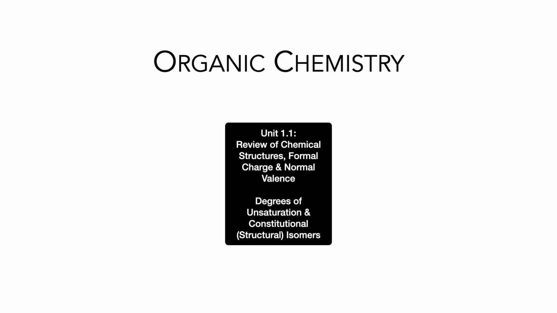We continue our beginning steps into organic chemistry with a little bit of review of chemical structures from General Chem, as well as formal charge. And we introduce the concept of normal valence. And this will help us to make sense of degrees of unsaturation with given chemical formulas, and make sense of drawing possible constitutional isomers. Let's begin.